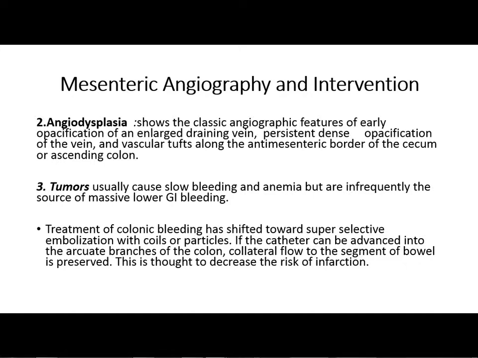Angiodysplasia shows the classical angiographic features of early opacification of an enlarged draining vein, persistent dense opacification of the vein, and a vascular tuft along the antimesenteric border of the cecum or ascending colon. Tumor usually causes slow bleeding and anemia, but is infrequently the source of massive lower GIT bleeding.